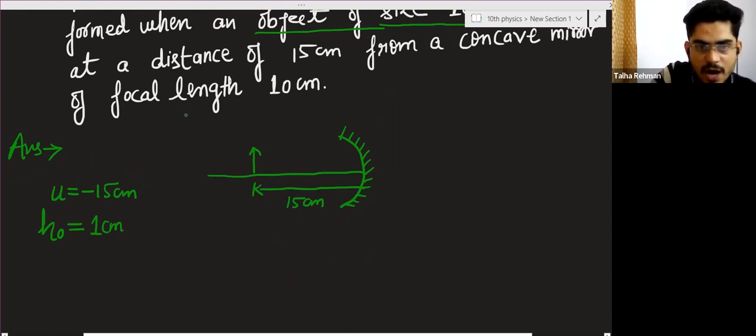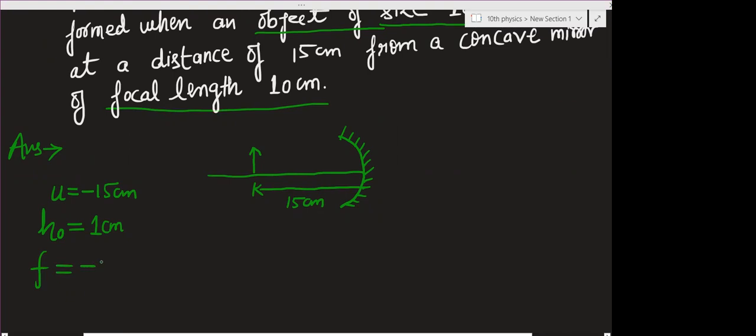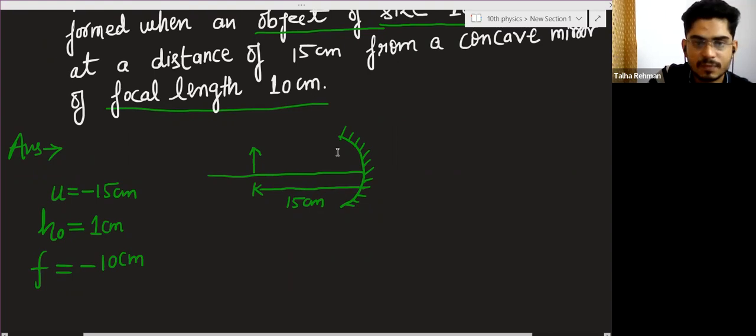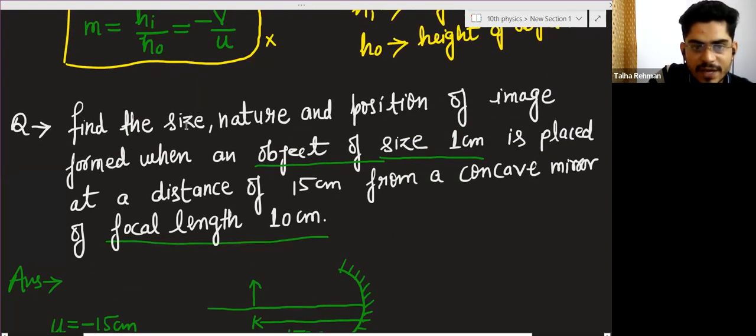And I have told you the focal length is given, and this is a concave mirror, so the focal length of a concave mirror is always negative, minus 10 centimeter. And we have to find the size, nature, and position.